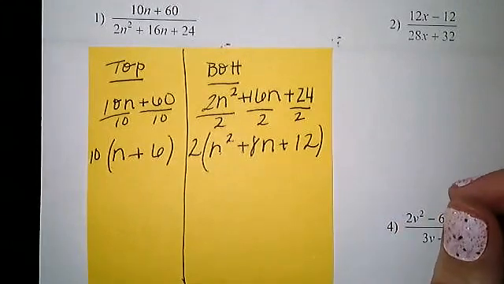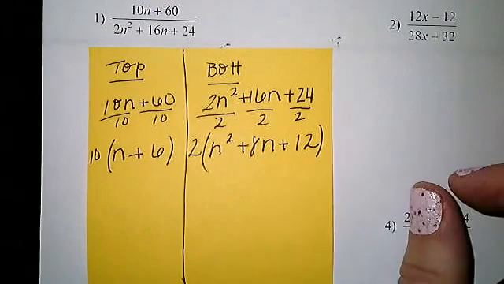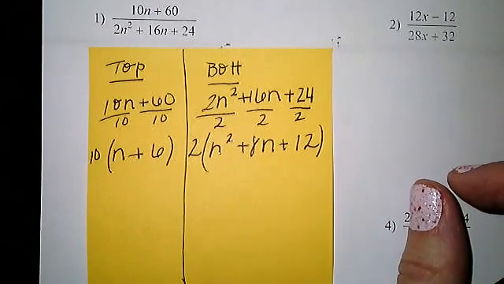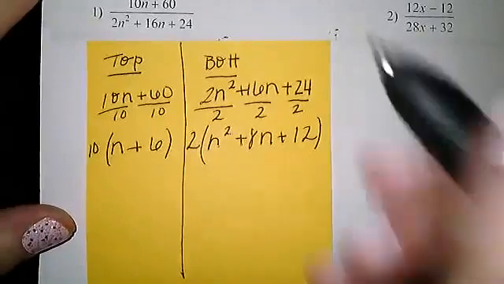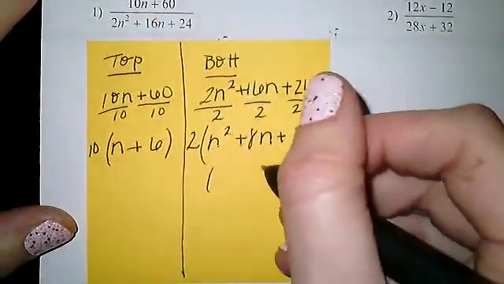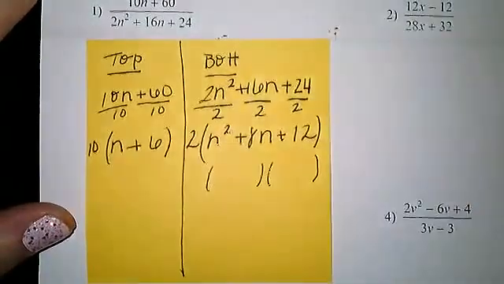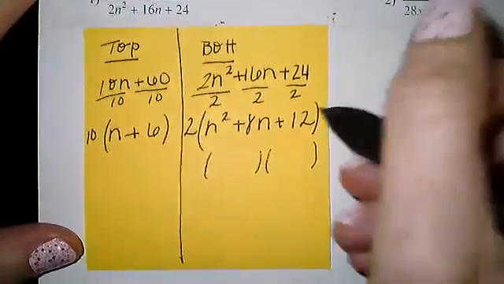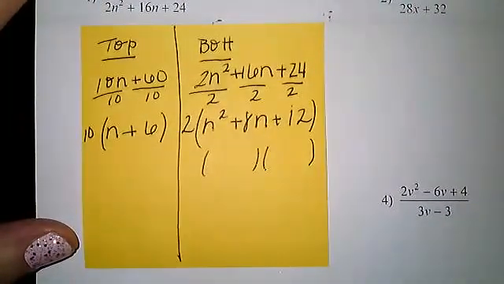Okay. So do we have to go further with it or is it good to stop here? Can we break it down into two parentheses? Do we know numbers that multiply to 12 but add to 8?